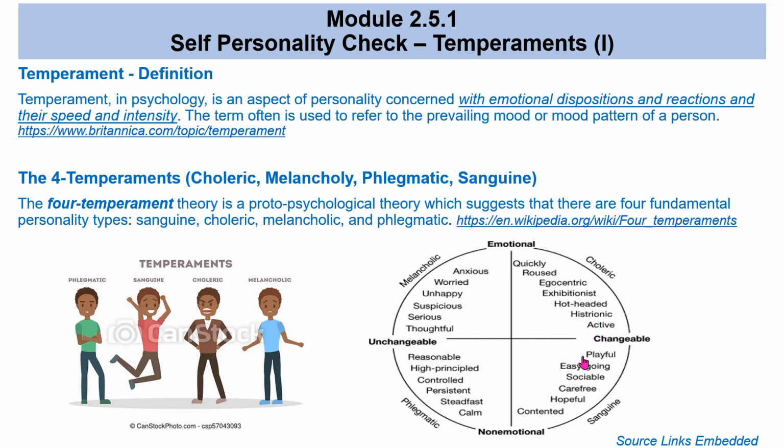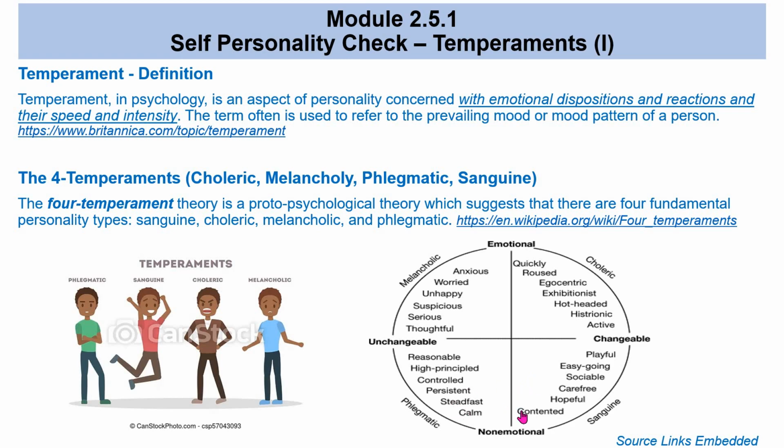And then you go to a temperament like sanguine, who are very playful, easygoing, sociable, hopeful, and contented. So they are more or less towards the less emotional part, which means they can easily control their emotions and keep them in check.